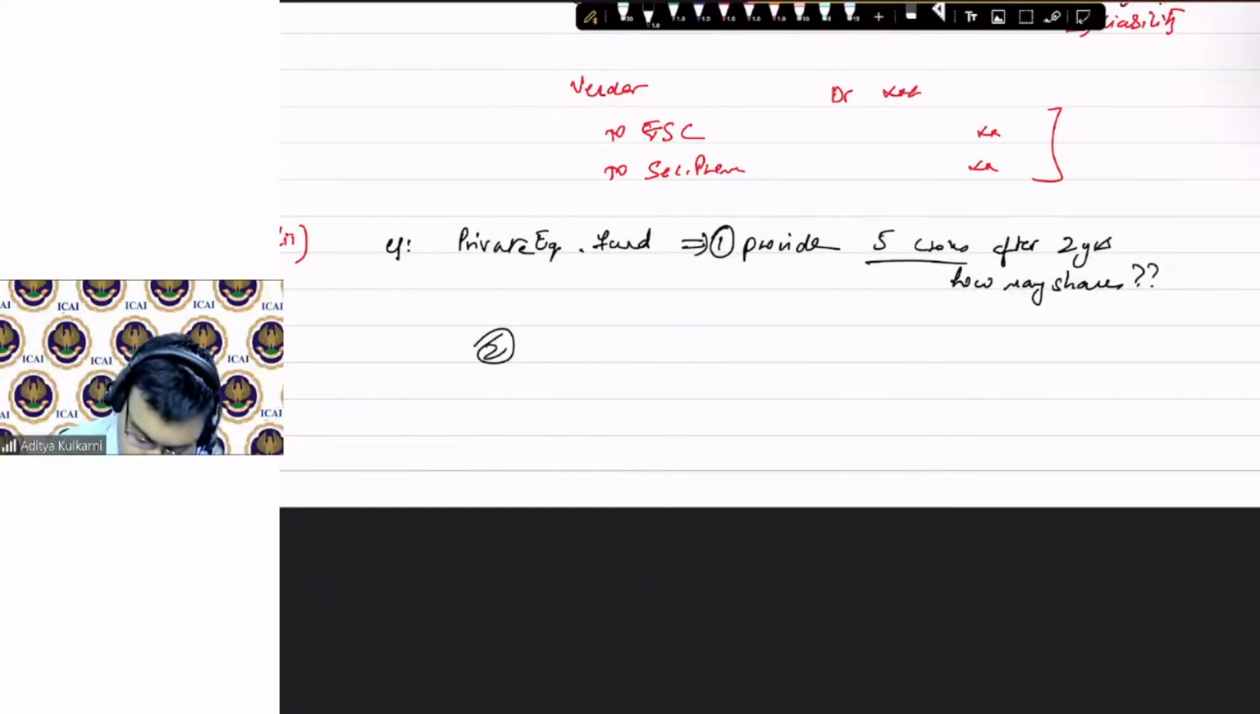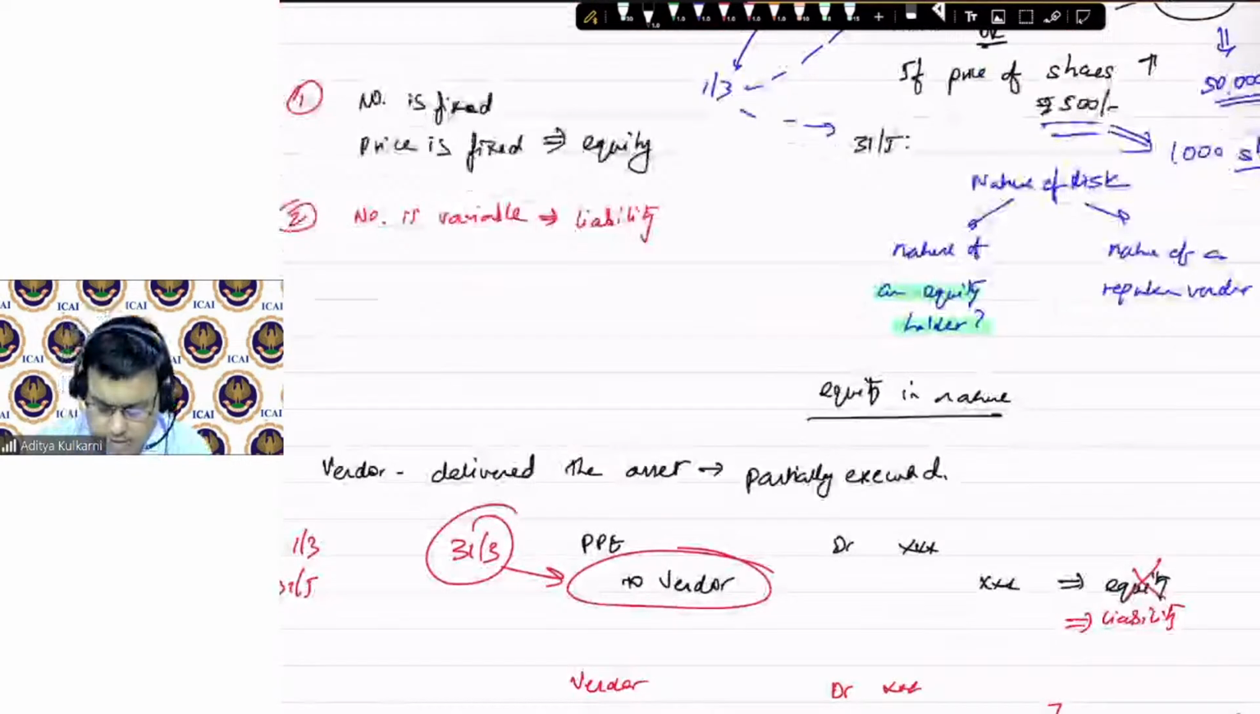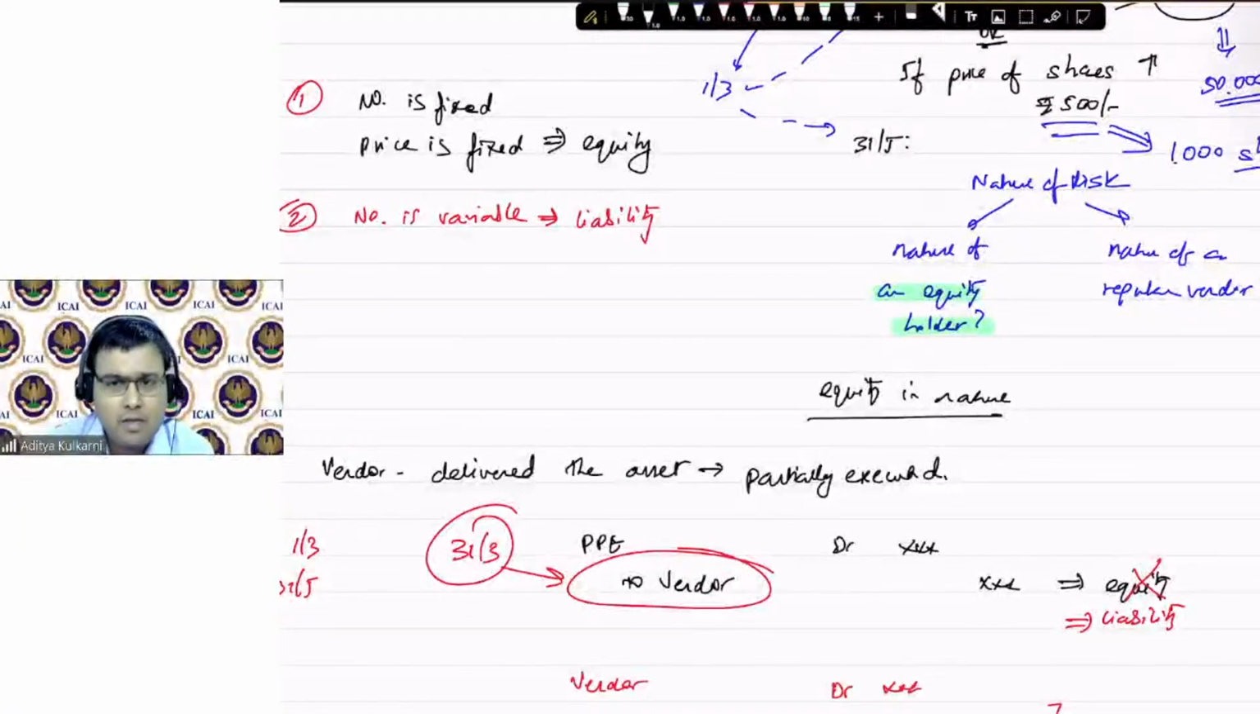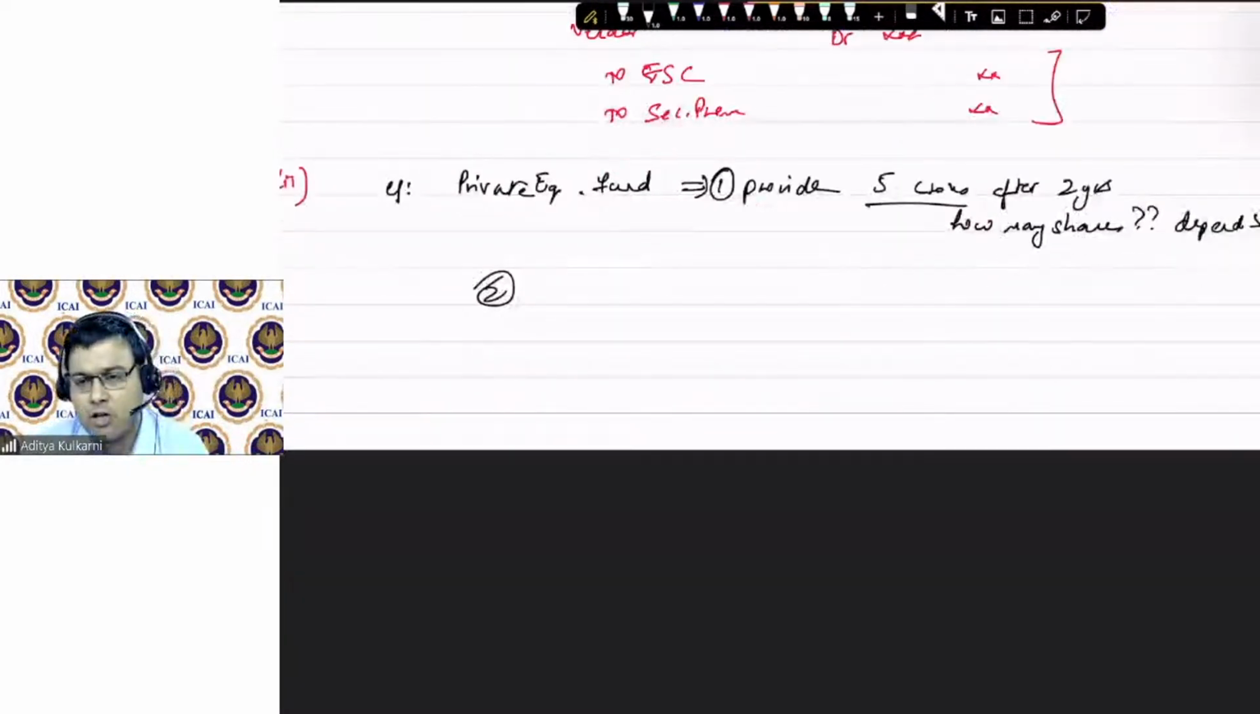How many shares? Depends on the pricing. It is very much similar to this case. कितने शेयर लोग हैं? पता नहीं, आपके market value के हिसाब से ले लेंगे. We'll take it based on your market value. So here also, we will take it depending on your valuations after 2 years. Okay. So 5 crores का हिस्सा will come depending on the valuation.